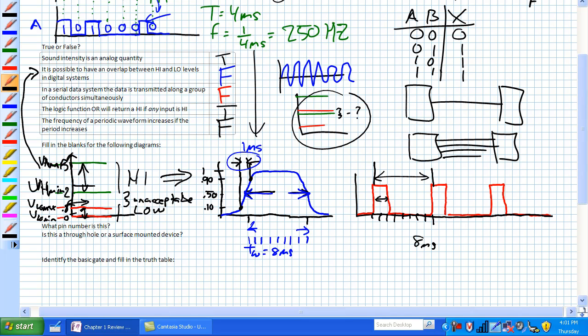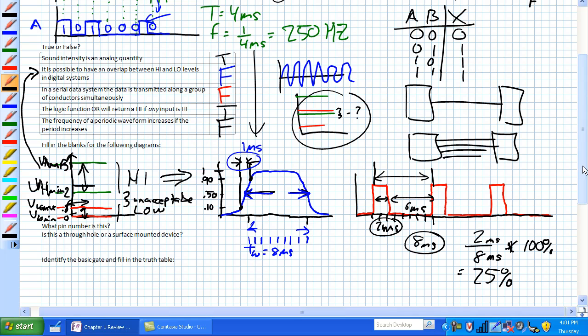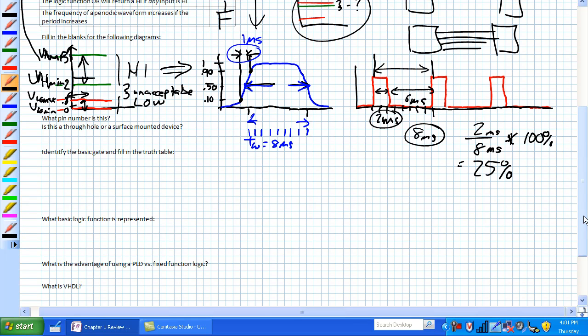What's our pulse width? Well, this is an ideal pulse. Looks like it's 2 milliseconds. So the rest of it, again, duty cycle, how much time it's on. It looks like it's spending 6 milliseconds off and 2 milliseconds on. But again, just use these two numbers right here. It's the ratio of those. 2 milliseconds over 8 milliseconds, times 100%. Duty cycle, 25%. Okay?